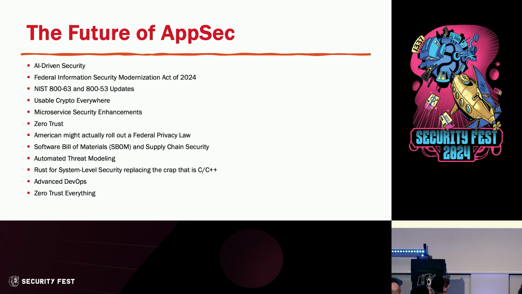America might actually roll out a federal privacy law. We're working on it. We have it in a few of our states, but GDPR has been a dramatic positive force to privacy across the world. United States needs to catch up. The software bill of materials is now standard. Threat modeling is becoming automated instead of consultant-driven. Rust for system level federal systems and critical infrastructure is replacing the complete and total crap that is C and C++. DevOps is becoming more advanced. And again, zero trust everything.